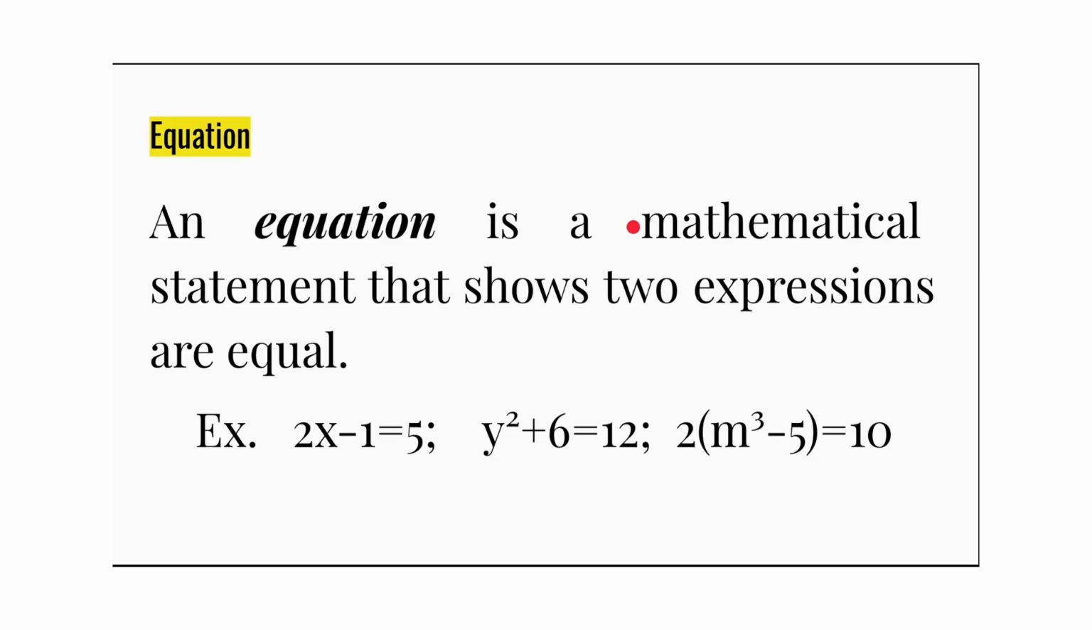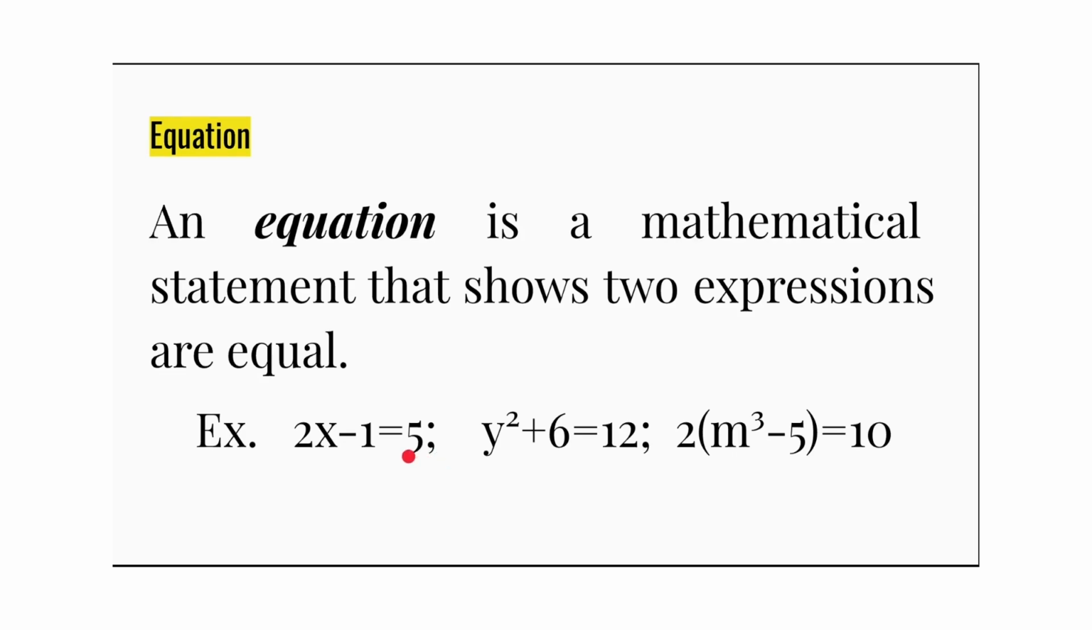Let's begin with an equation. An equation is a mathematical statement that shows two expressions are equal. Let's take the example of the first one, 2x minus 1 equals 5. You will notice that if we're talking about an equation, there are two sides of the equation. You have the left side, which is located on the left side of the equal sign, and the right side, which is located, of course, on the right side of the equal sign.